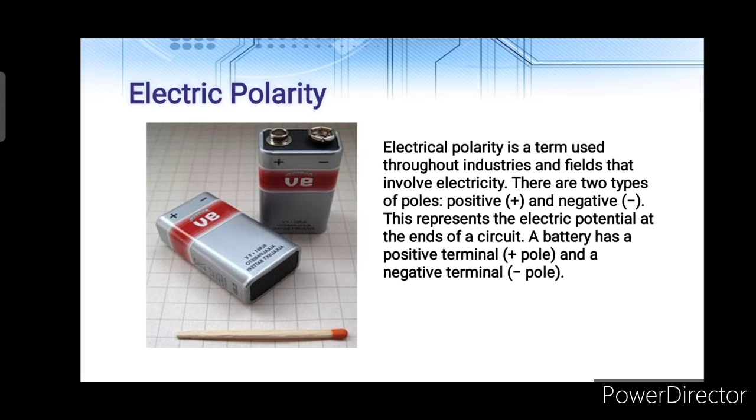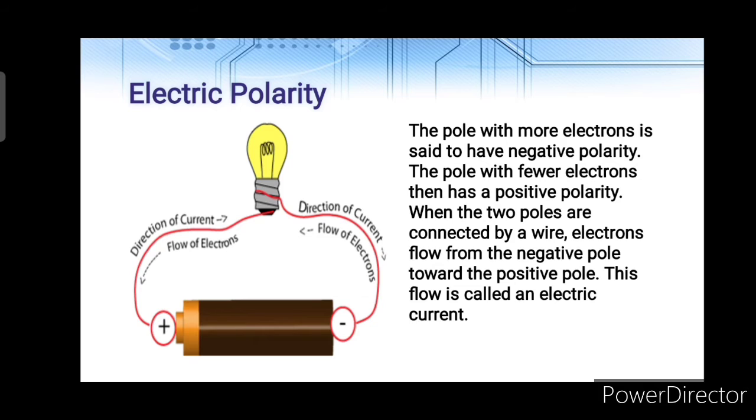The pole with more electrons is said to have negative polarity. The pole with fewer electrons then has a positive polarity. When the two poles are connected by a wire, electrons flow from the negative pole towards the positive pole. This flow is called electric current.